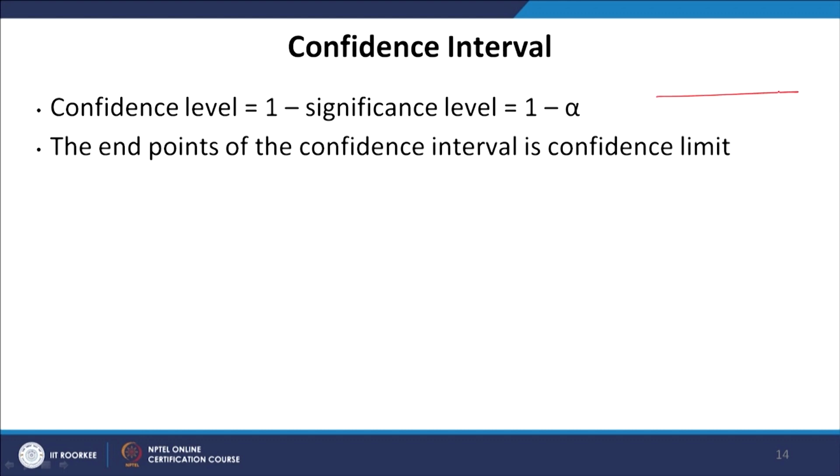So, where we are actually drawing the lines for critical values is basically the beginning of the significance level and also the beginning of the confidence interval. So, confidence interval this way, significance levels this way, and these are called confidence limits. This is the lower confidence limit, this is the upper confidence limit.